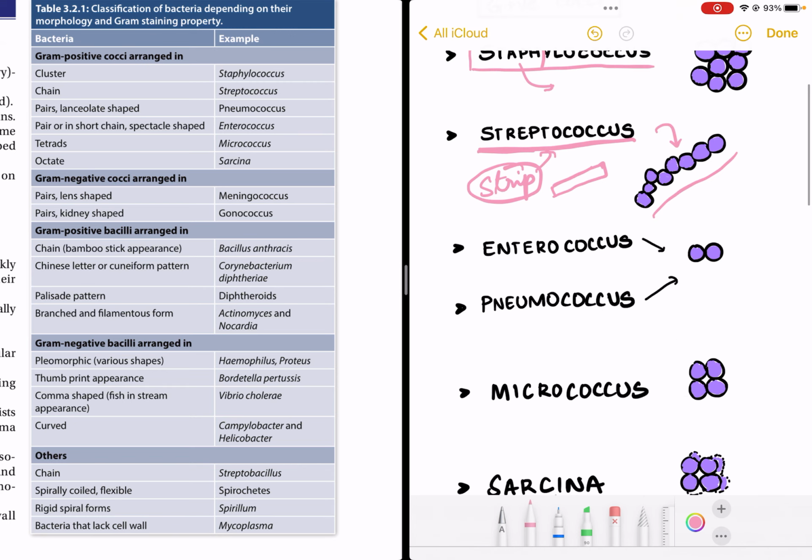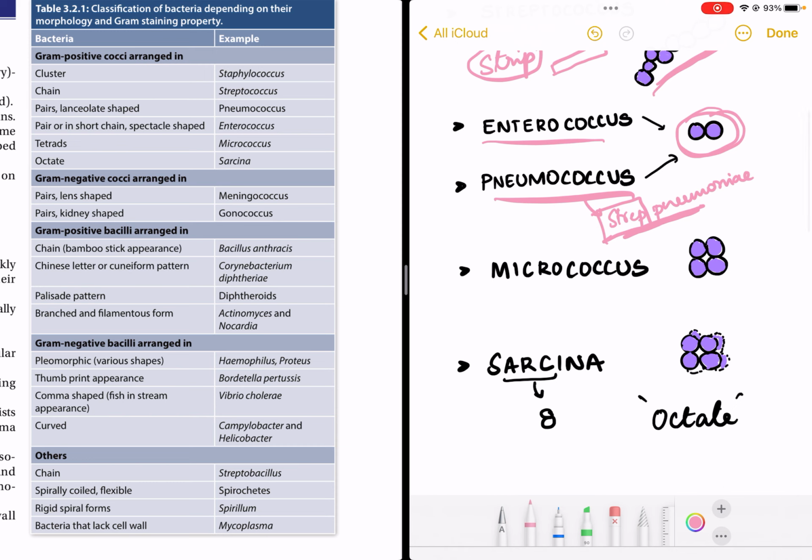Alright, moving on to arrangement in pairs. Enterococcus and pneumococcus are both arranged in pairs. Enterococcus is arranged in short chains. It's spectacle shaped. Pneumococcus is basically the bacteria which causes pneumonia. The other name for it is Streptococcus pneumoniae. Strep pneumoniae, and you know that Streptococcus is always arranged in chains, right? Just a modification, it's arranged in pairs.